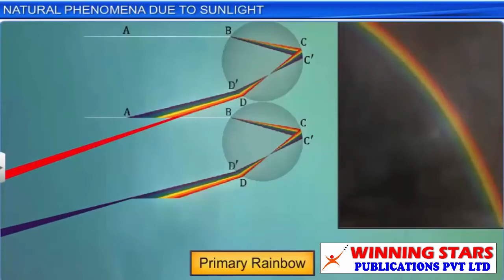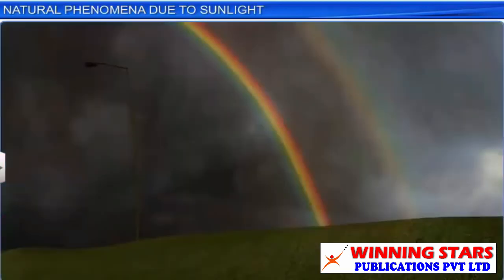Under favorable conditions, a broader but a fainter rainbow may also be seen along with the primary rainbow. This is known as the secondary rainbow. While forming the secondary rainbow, the light rays undergo two internal reflections inside the water drop, and due to this, it is fainter than the primary rainbow.